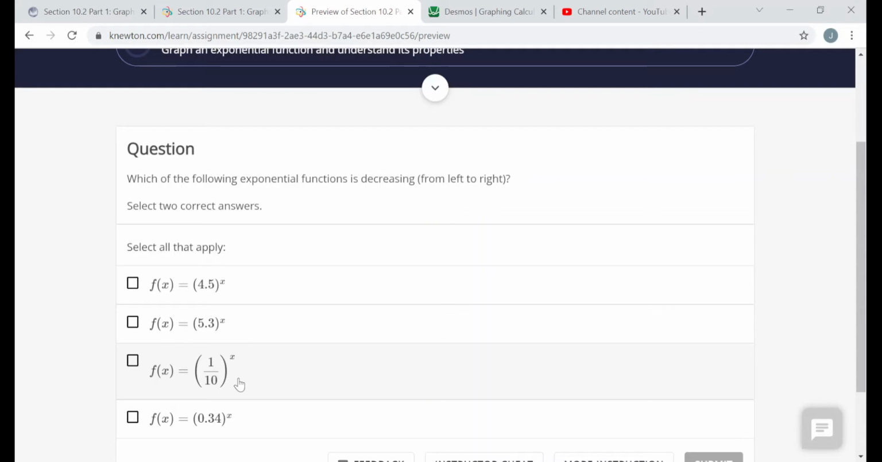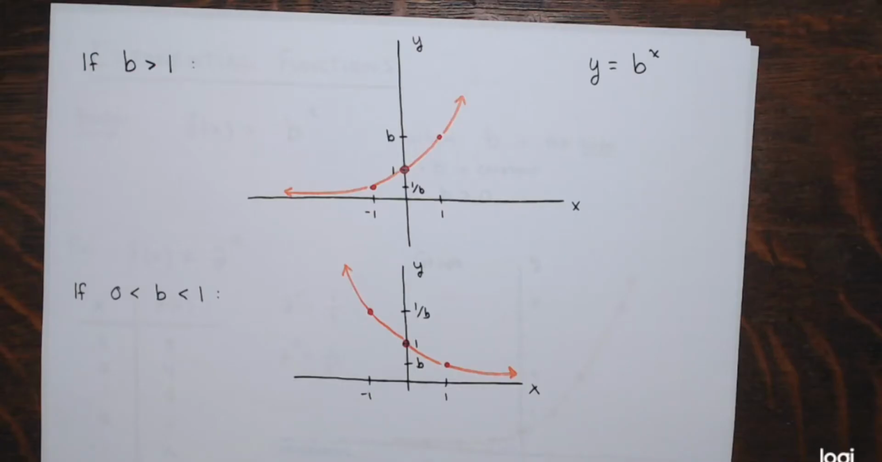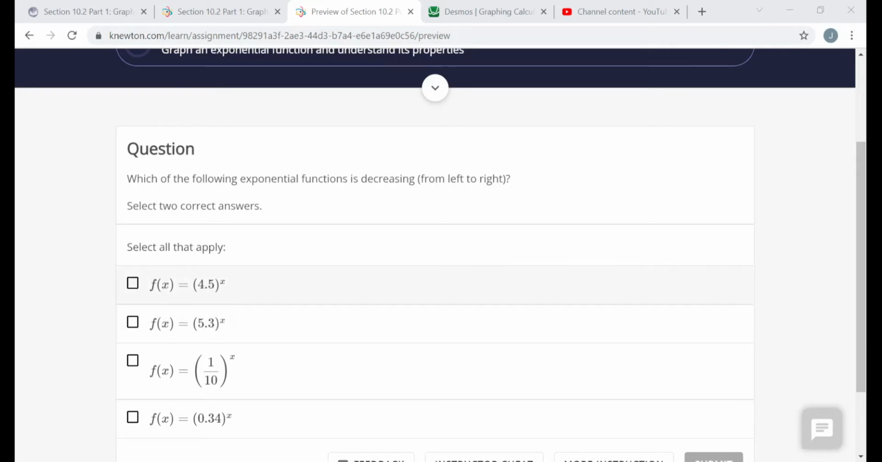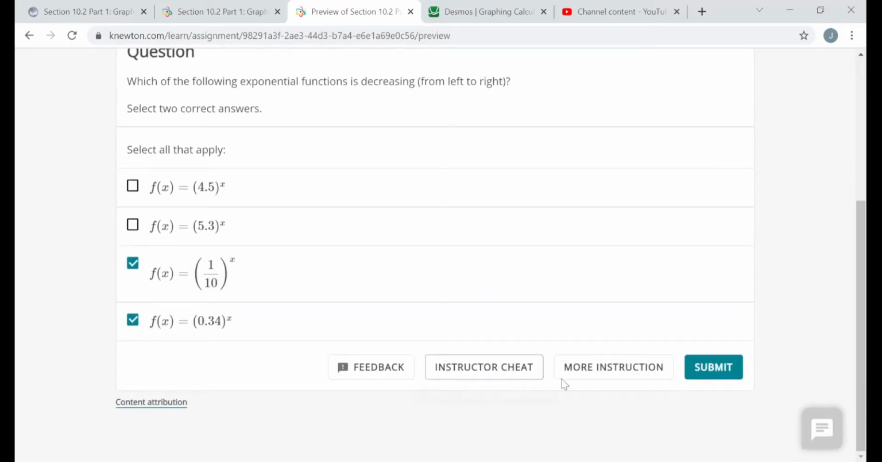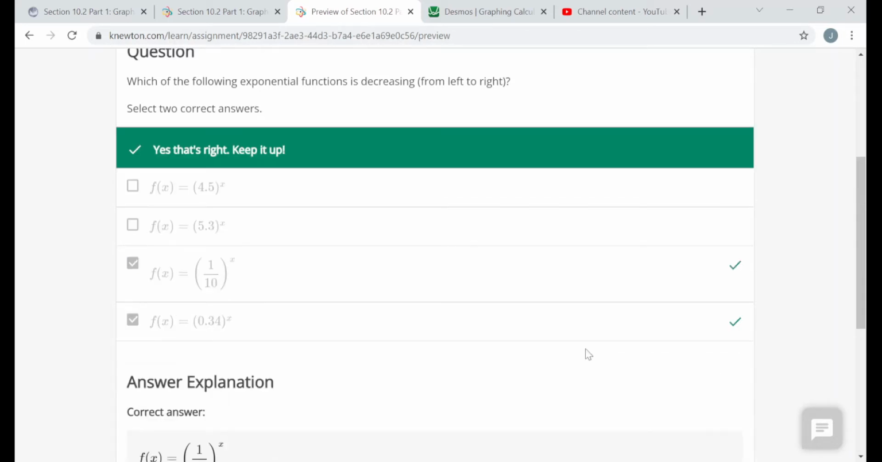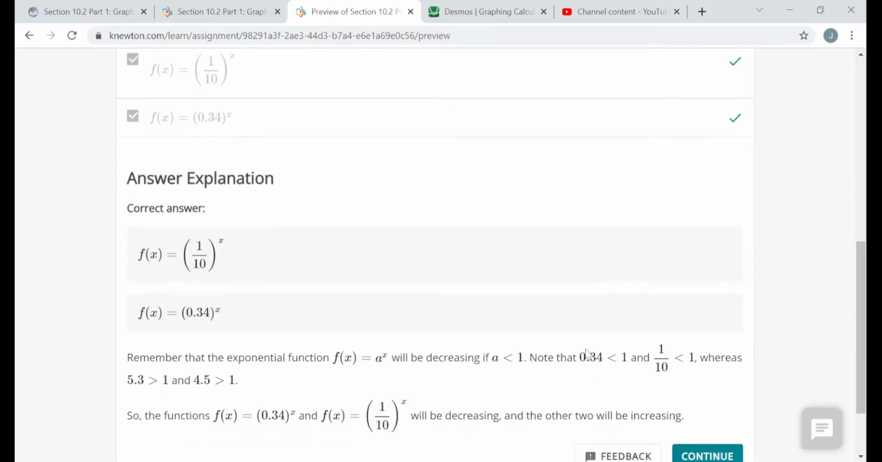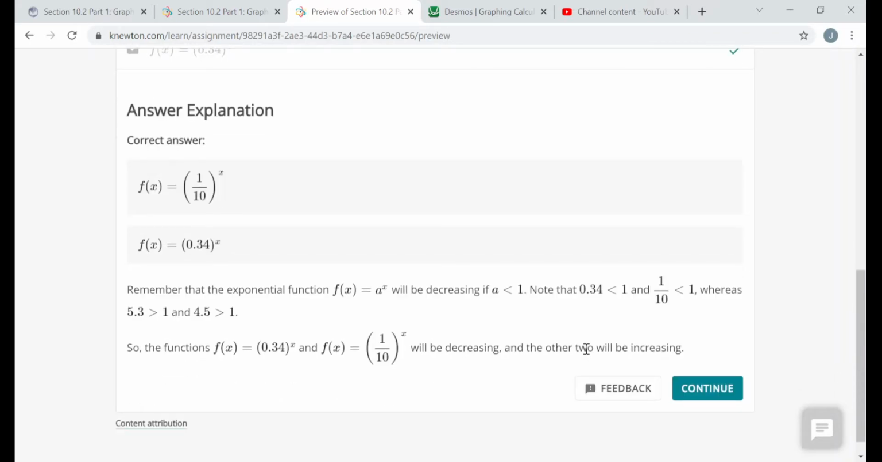Right? Well, when that base is less than 1, we saw a decreasing exponential function. So not 4.5, not 5.3, 1/10 to the x power. This would be a decreasing from left to right exponential. And same thing with 0.34 to the x. 0.34 is less than 1. So those two functions there would be decreasing exponential functions. Great. And again, you could also graph in some graphing calculator and see that they are indeed decreasing.